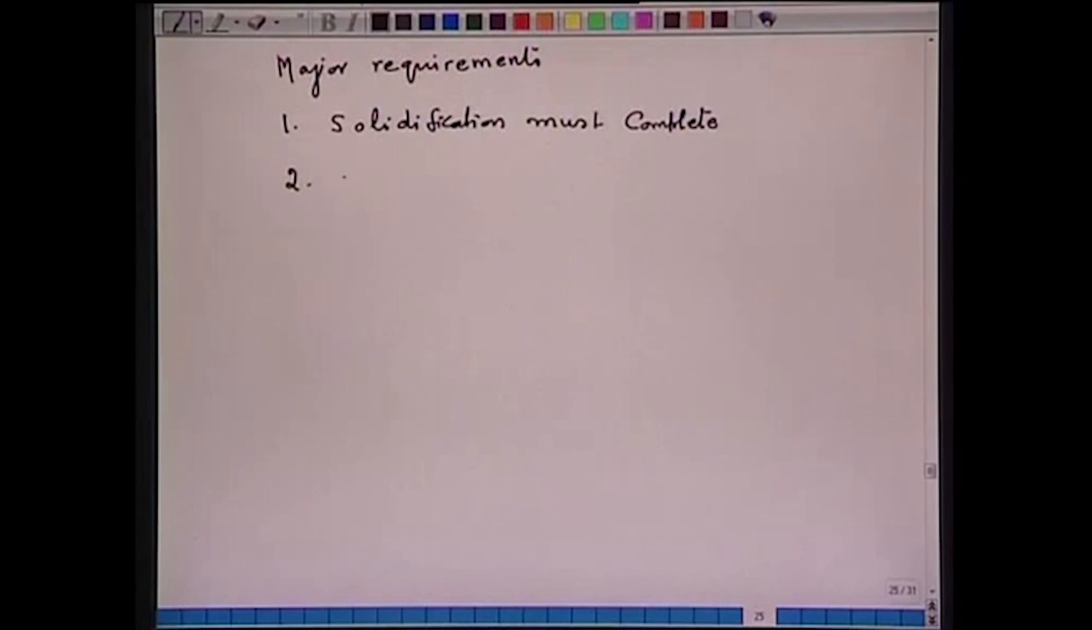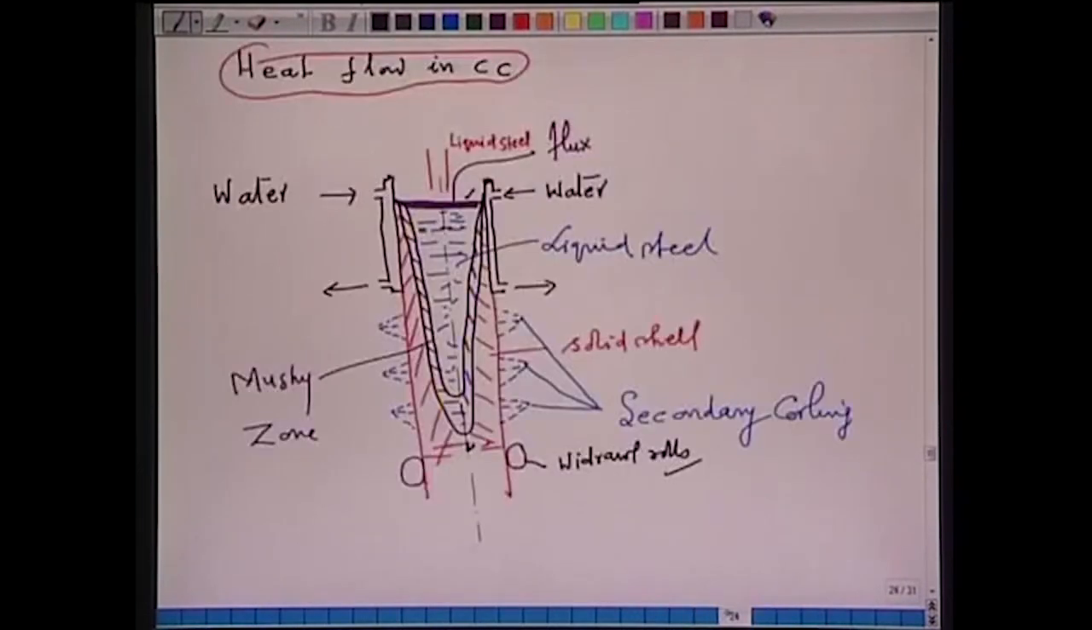The second important thing is that the liquid steel core must be bowl shaped. What I mean is, this is the liquid steel core and this shape is a sort of bowl shape, and this shape is necessary for solidification.